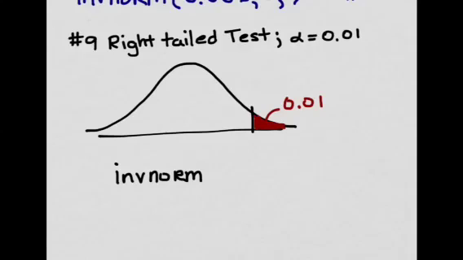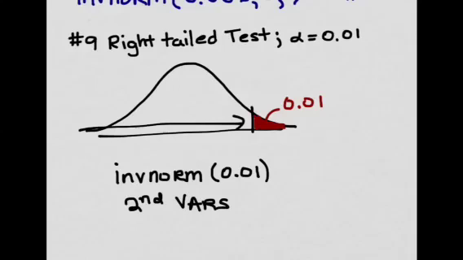So now when I use the inverse norm function, and I should mention, to get inverse norm, you're going to press second and vars. And of course we did this in the previous chapter as well. So inverse norm, and then it's just 0.01. Technically you should put in the area on the left-hand side, and that would be 0.99. So I find that by taking 1 minus 0.01, and we get 0.99.